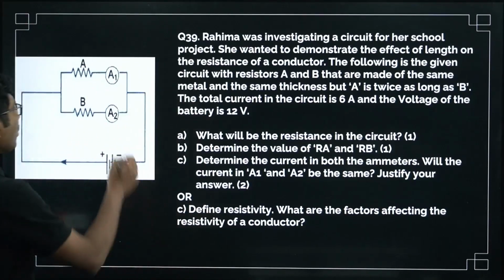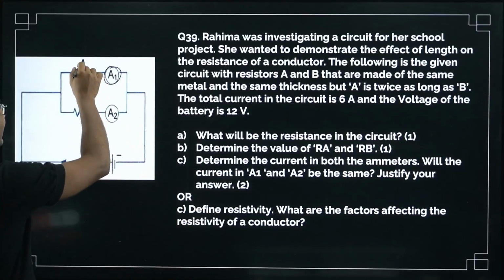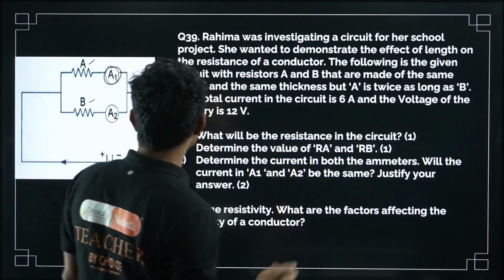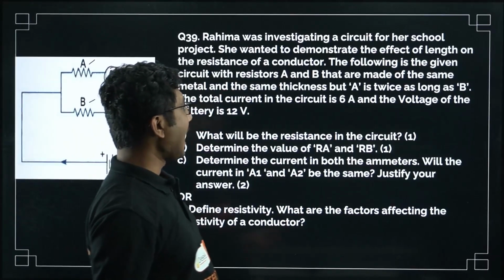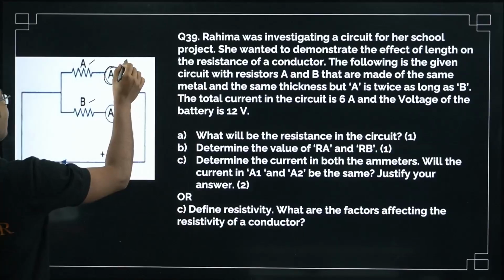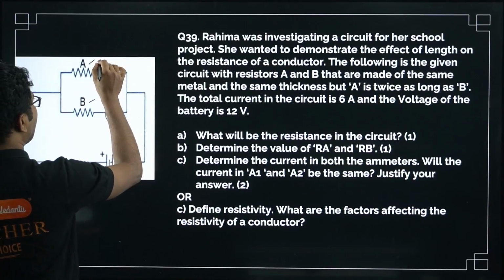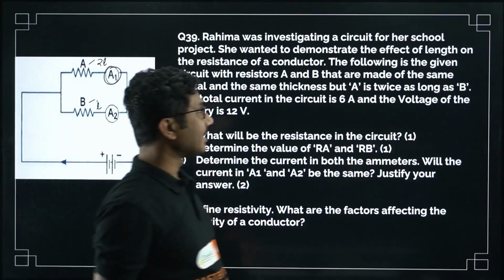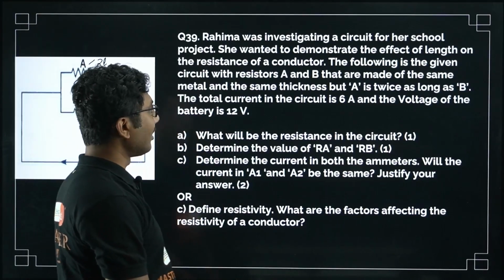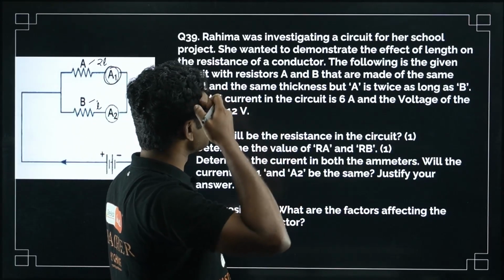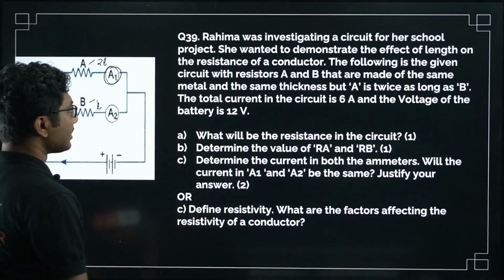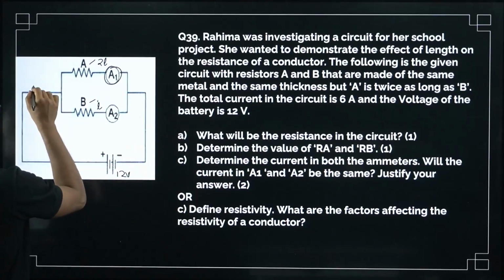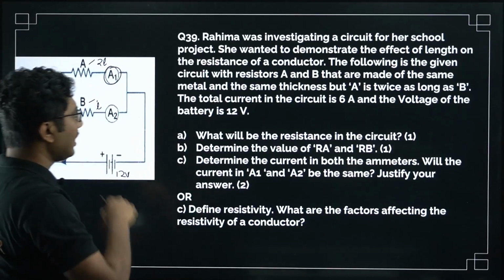So there are two conductors, one is A, one is B, and it is also mentioned that A is twice as long as B. So if the length of B is L, then A is 2L. The total current in the circuit is 6 ampere, and the voltage is given as 12 volt.